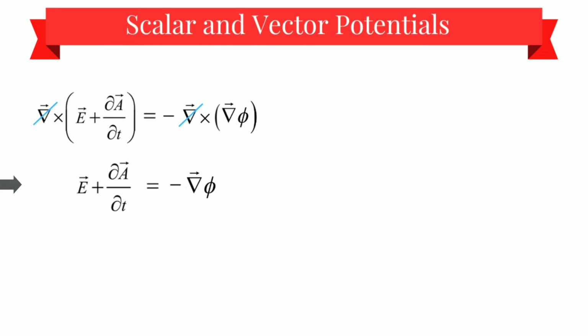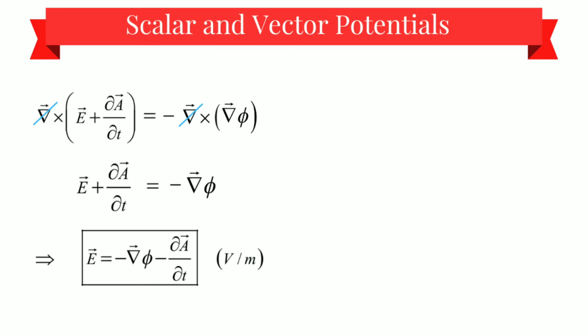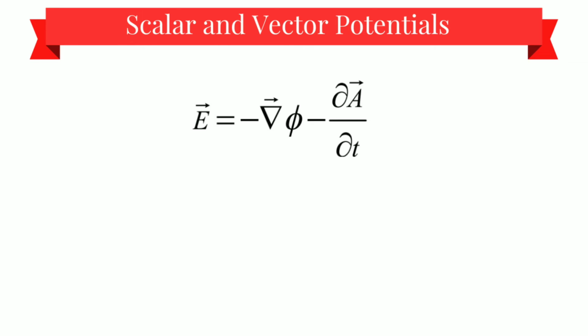is equal to minus del phi. From here we can get the value of electric field E by taking this ∂A/∂t to the right hand side, and finally we get this equation, that is E is equal to minus del phi minus ∂A/∂t. So here in this equation you can see both variables, phi and A. Phi is the scalar potential and A is the vector potential. This means that the quantity with vanishing curl can be written as the gradient of scalar potential phi, like this.